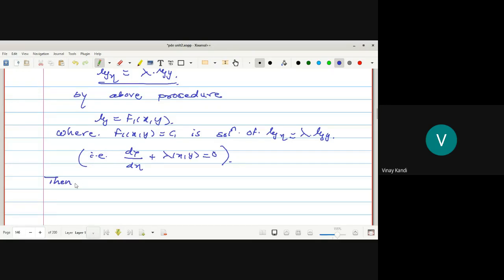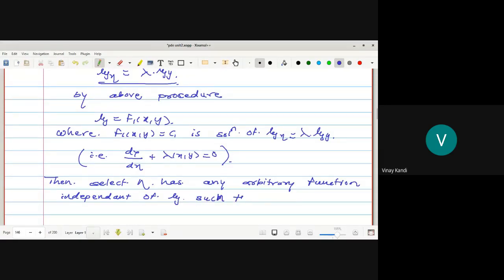Now then select eta as any arbitrary function independent of psi such that a of eta x eta y is not equal to 0.